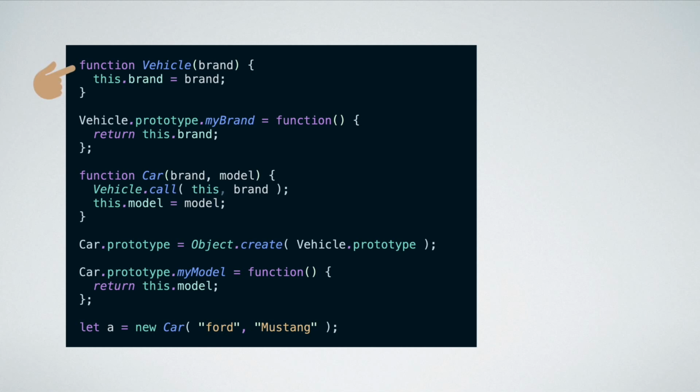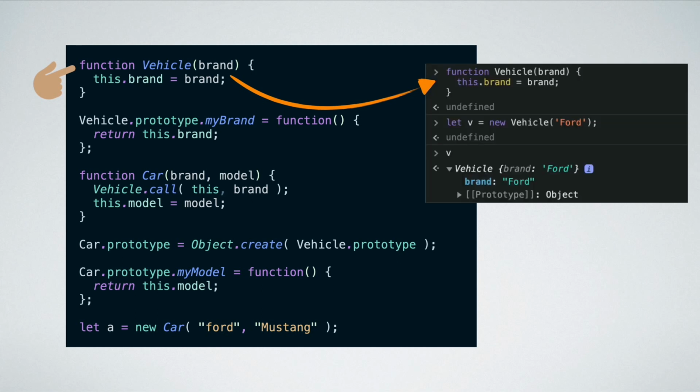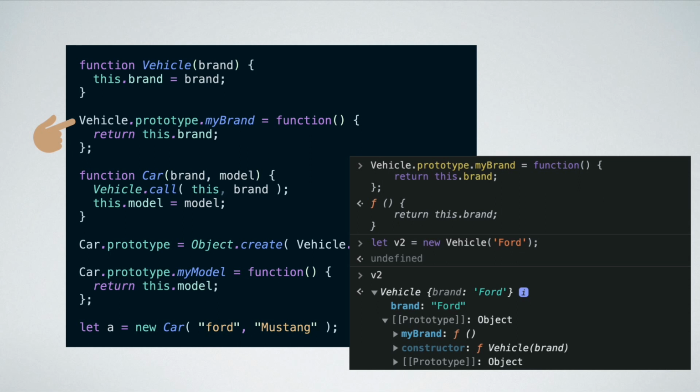We have a function that returns an object with the brand key inside of it when invoked with the new keyword. If you want a detailed explainer on how functions work with the new keyword, then do comment below. We will try to get a full video out in the future. Next, this line creates a new function on the prototype of vehicle so that the function myBrand is available on all the objects created from it.